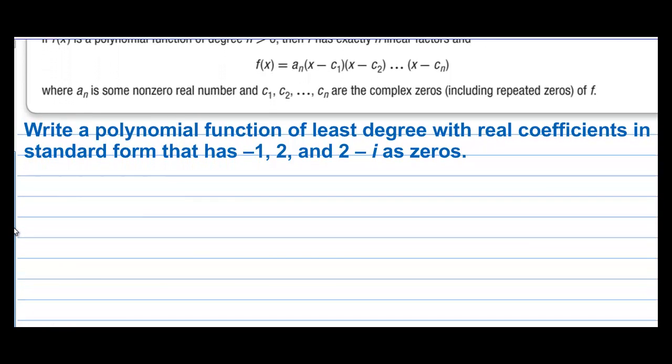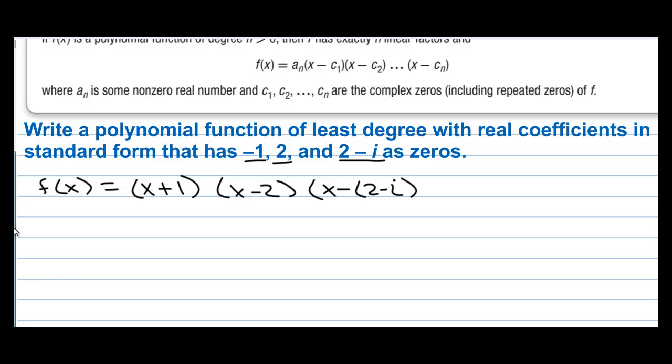Write a polynomial function of least degree with real coefficients in standard form that has negative 1, 2, and 2 minus i as zeros. So the polynomial f of x is equal to x plus 1 for negative 1, x minus 2 for 2, x minus 2 minus i for 2 minus i, and then if 2 minus i is a zero of the function, then 2 plus i must be a zero of the function.